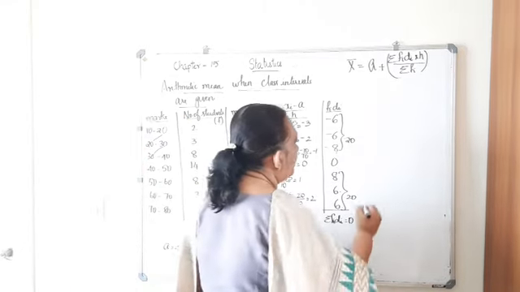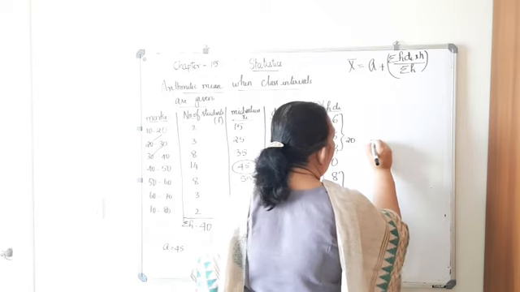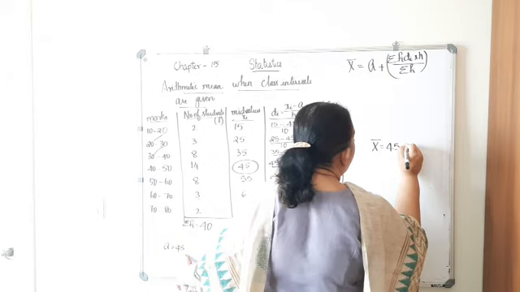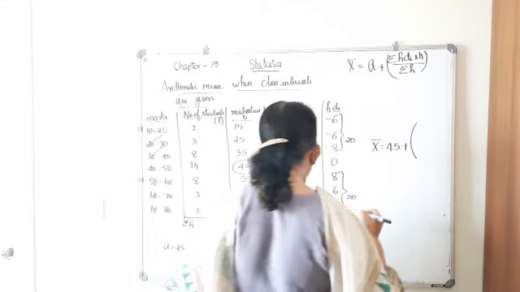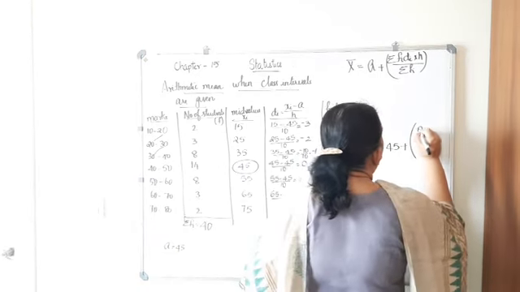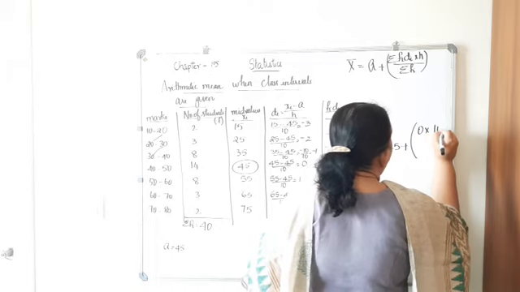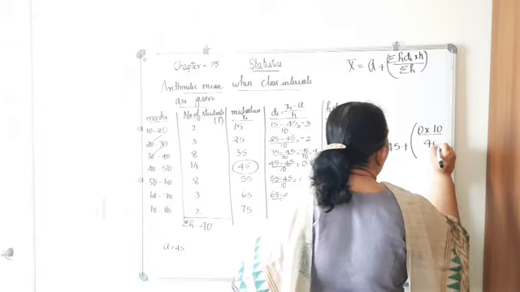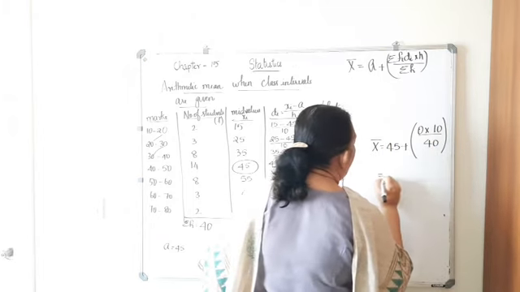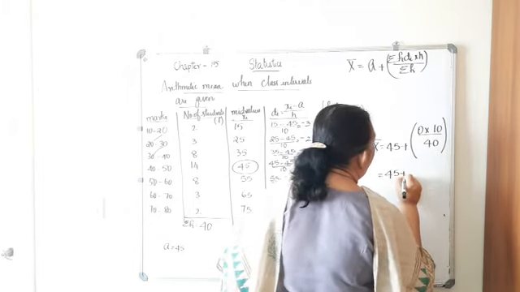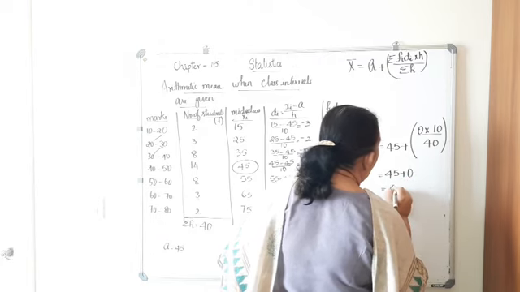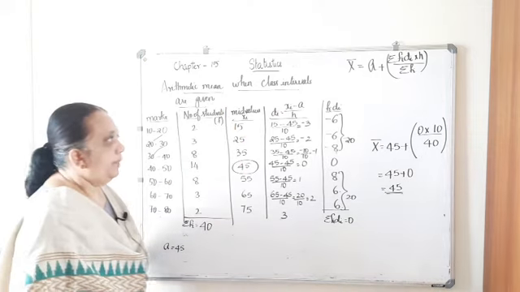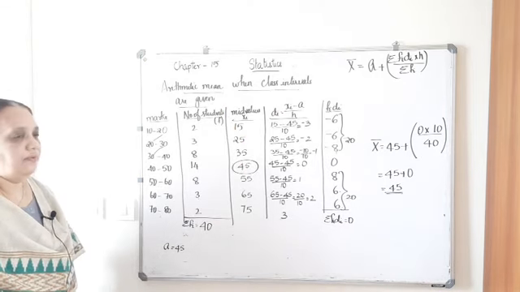So what is x bar equal to? X bar is equal to A. What is A? 45 plus bracket sigma Fi Di, which is 0, into H. H is 10 divided by sigma Fi. Sigma Fi is 40. That is equal to 45 plus 0, which is equal to 45. This is how you calculate the mean when the class intervals are given.